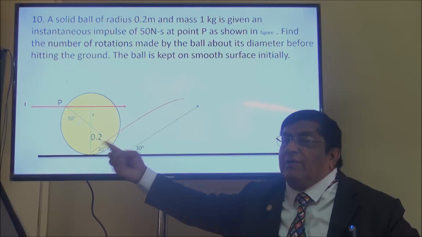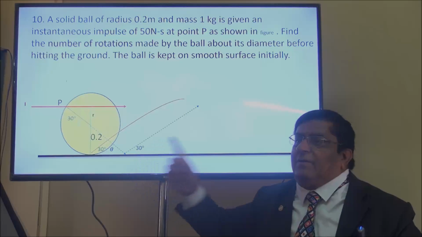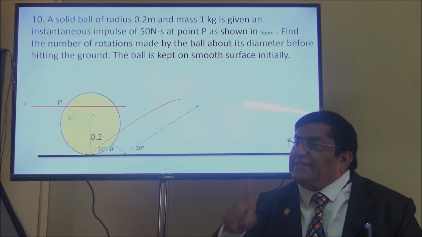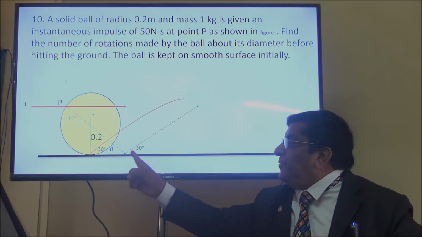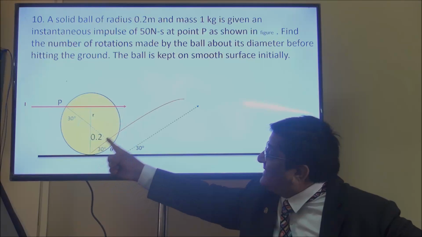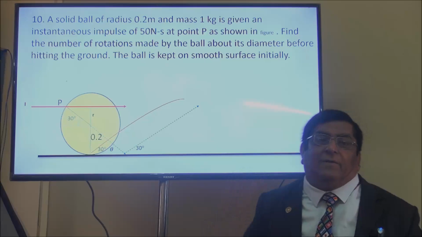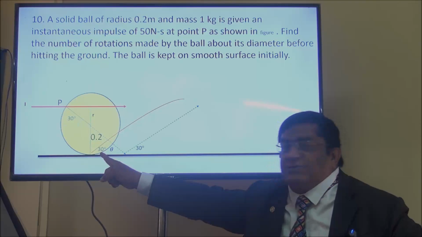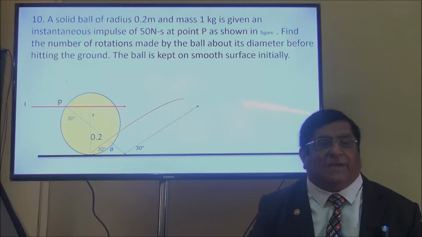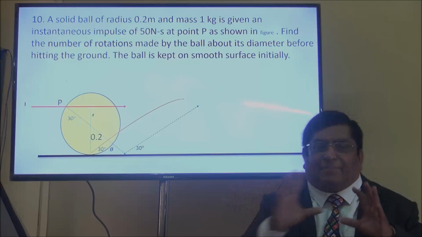So when this ball jumps into projectile, what is our angle of projection? 30. You got it. This is the angle of projection. But will it start projection from here or from here? It will start from the point of contact. So we can assume this is the trajectory of this ball. Starting with an angle, how much? 30. Remember, the projectile starts with a 30-degree angle. Okay, we assume this is what is happening.